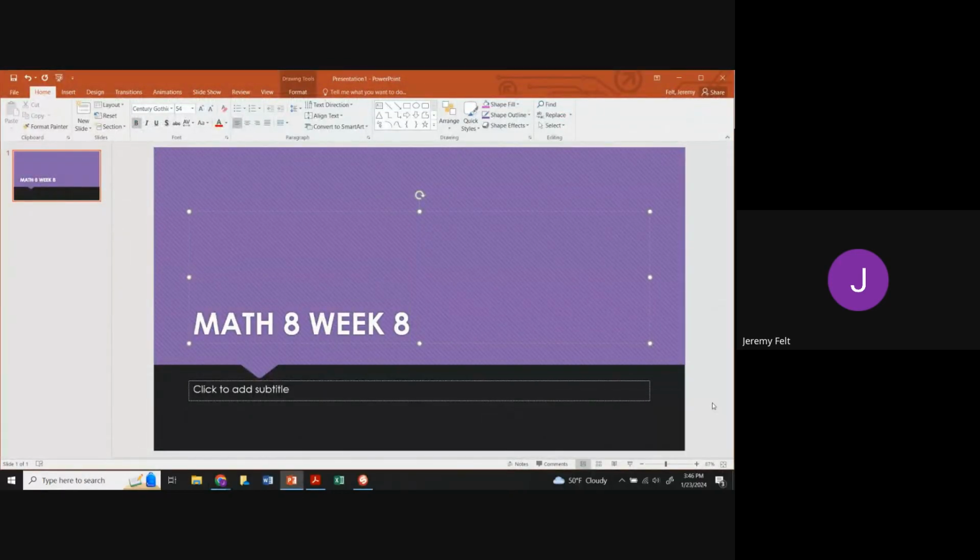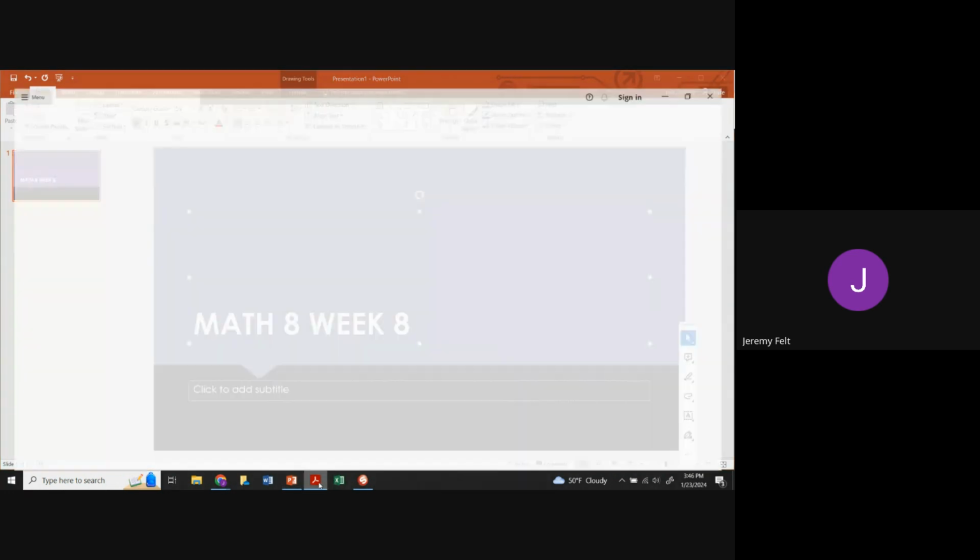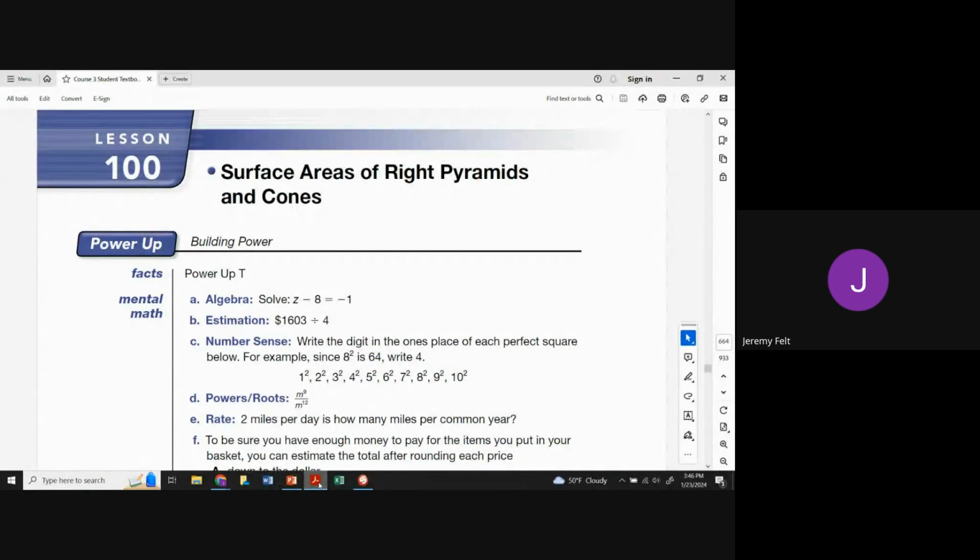Hi guys, welcome. We're looking at week 8, and we only have one lesson this week because we're going to be finishing up this unit and going over the review. So we're looking at surface area of right pyramids and of cones.